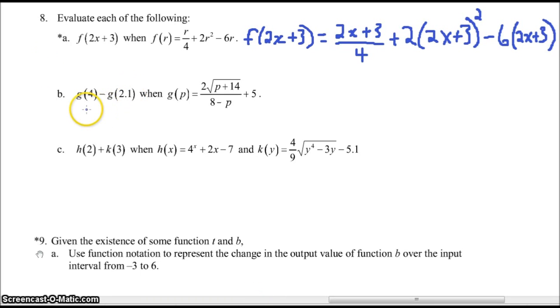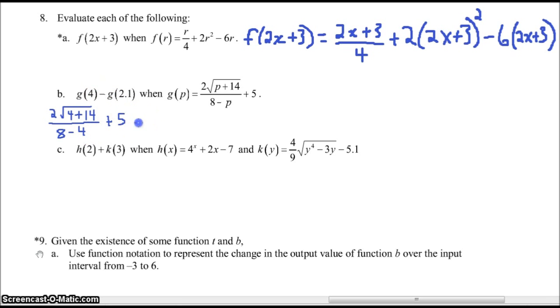The next problem asks us to find g of 4 minus g of 2.1 when g of p is 2 square root of p plus 14 divided by 8 minus p plus 5. So all we've got to do is substitute 4 into our function, make 4 the input, get the result, and subtract what we get when we plug 2.1 into our function. So note here that I've just calculated g of 4. I've plugged in 4 for p. 4 is my input. 2 square root of 4 plus 14 over 8 minus 4 plus 5.